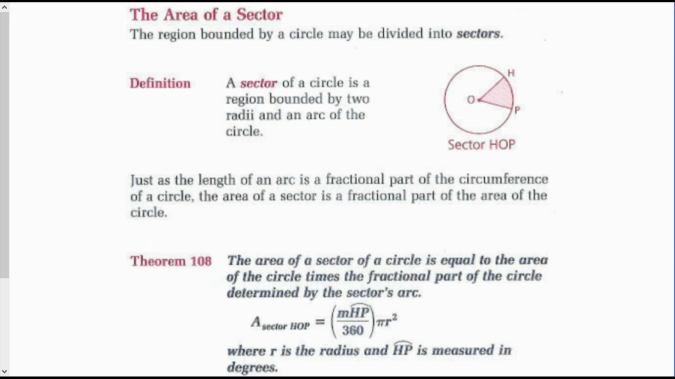So, Theorem 108 shows us the area of a sector of a circle is equal to the area of the circle times the fractional part of the circle determined by the sector's arc. So, we want to find what portion the sector is of the entire circle, then multiply that by the area. So, area of sector HOP would be the measure of the arc HP divided by the entire circle's degree measure of 360 multiplied by pi r squared, where r is the radius and arc HP is measured in degrees.